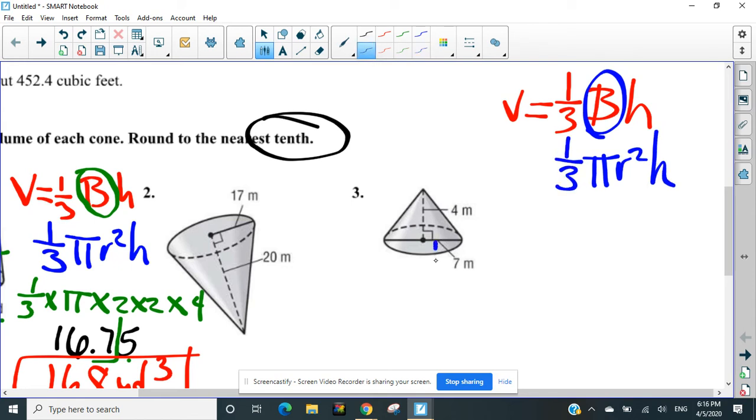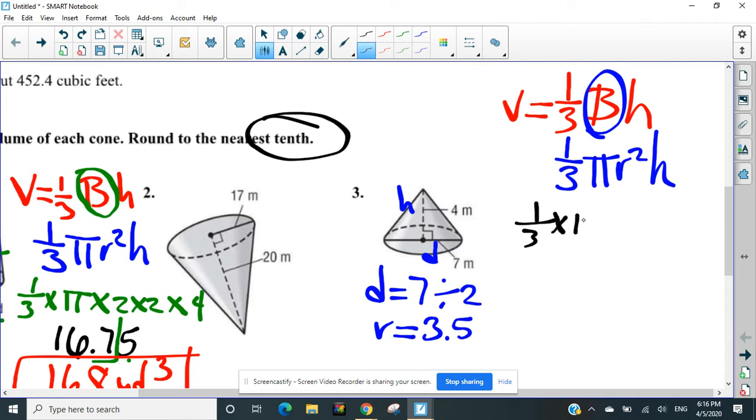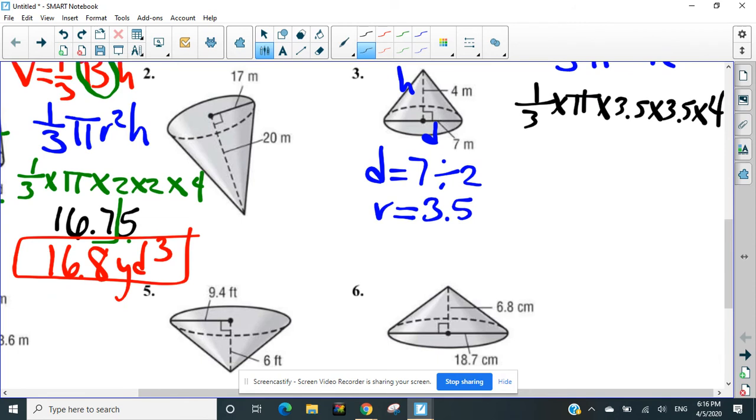Now here it's giving us diameter and it's giving us the height. So when you have diameter equals 7, you must divide it by 2 to get the radius. Okay, so 7 divided by 2, that's 3.5. So we're going to go ahead and substitute everything. 1/3 times pi times 3.5 times 3.5 times 4, which is the height.